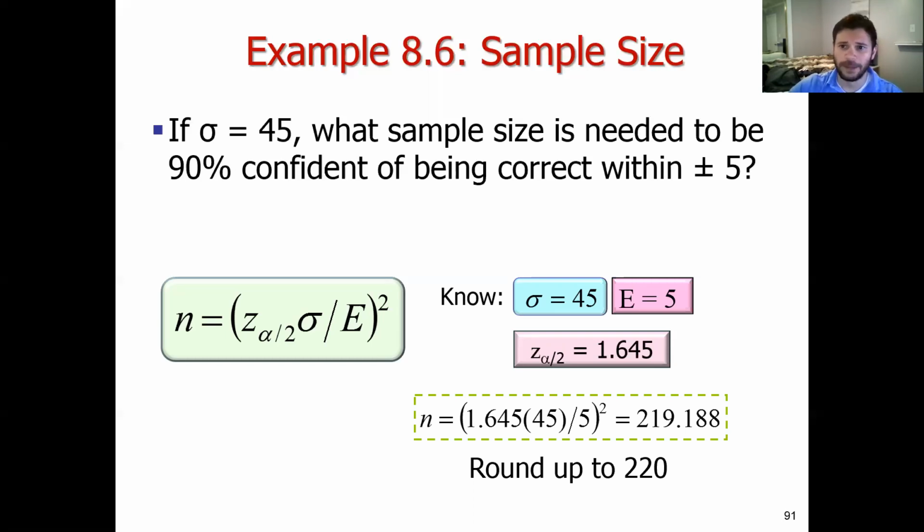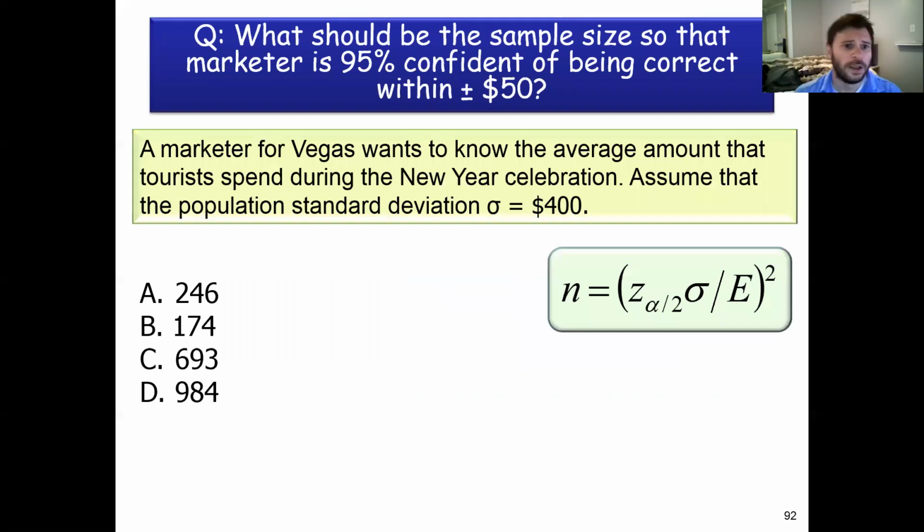Okay, so let's apply this to another situation here. A marketer for Vegas wants to know the average amount that tourists spend during the New Year celebration. Let's assume here that the population standard deviation, sigma, is equal to $400 in spending variability. And the question asks, what would be the sample size required so that we can build a 95% confidence interval within a $50 margin of error? Meaning our confidence interval is going to be $100 wide. x bar would be smack in the middle. And we want to know how many observations we will need to do this.